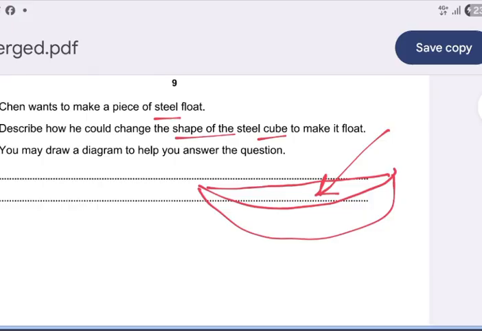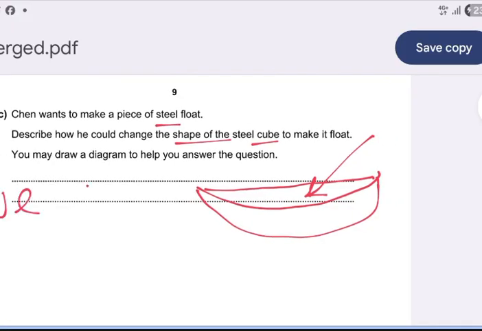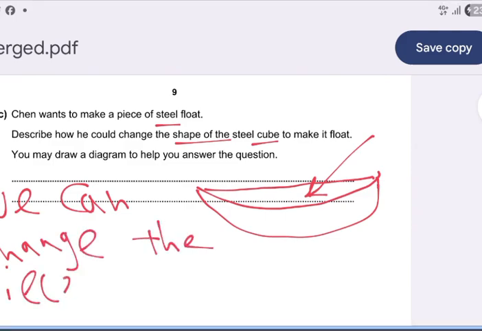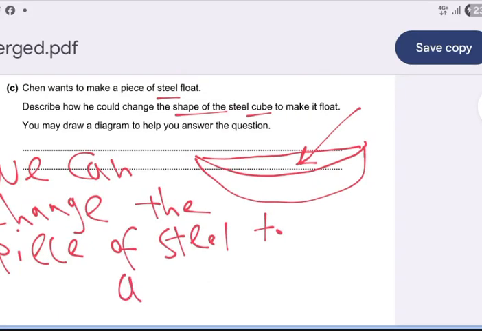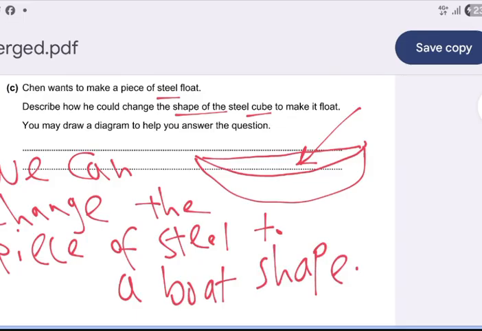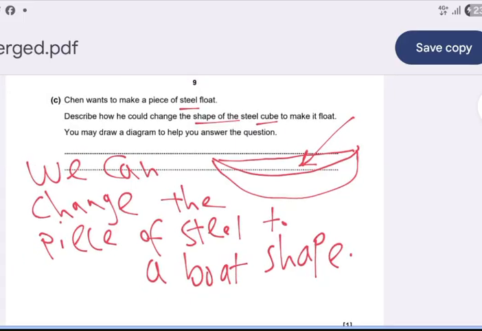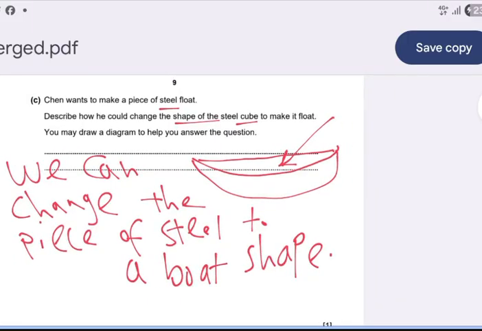You will say, I will change the piece of steel to be a boat shape. Why? Because the air will go inside, it will be lighter in weight, so the water can carry it. Like you say, teacher, I was in a boat today. It has a lot of things, there are a lot of tables, there are metals. But how is this boat not sinking? Because it's hollow in the middle, it means it has air in the middle.